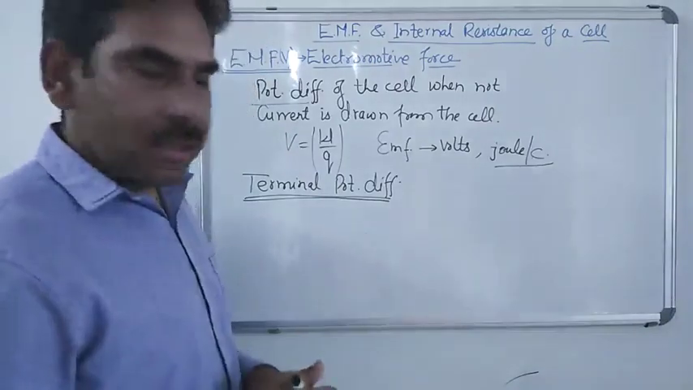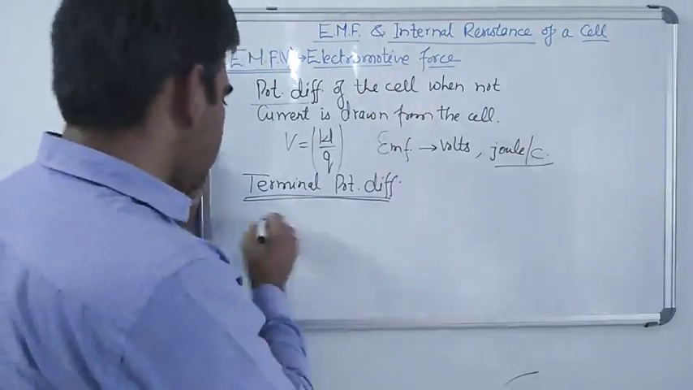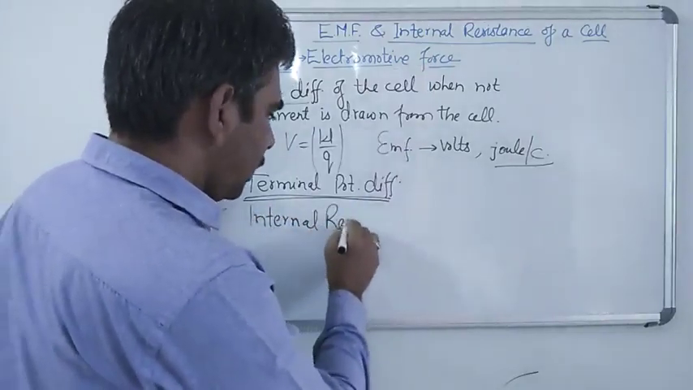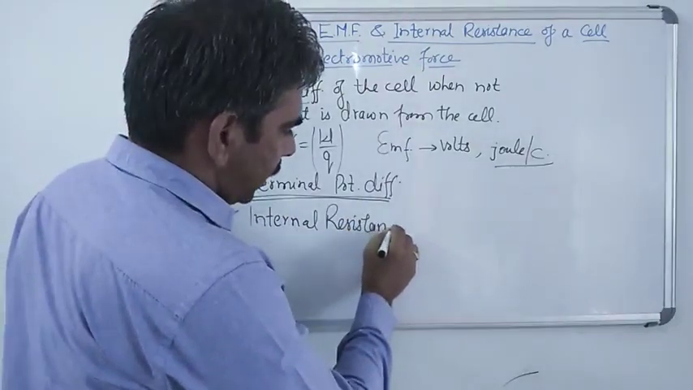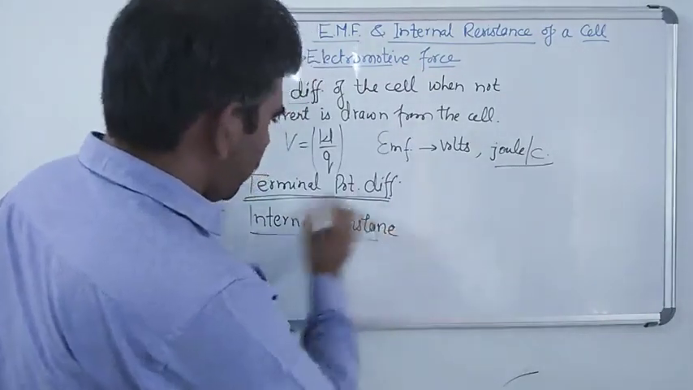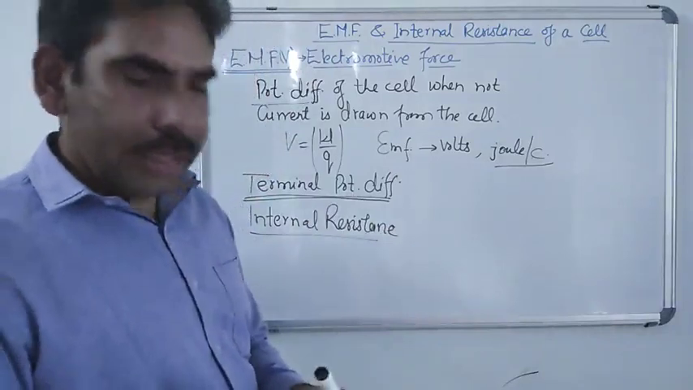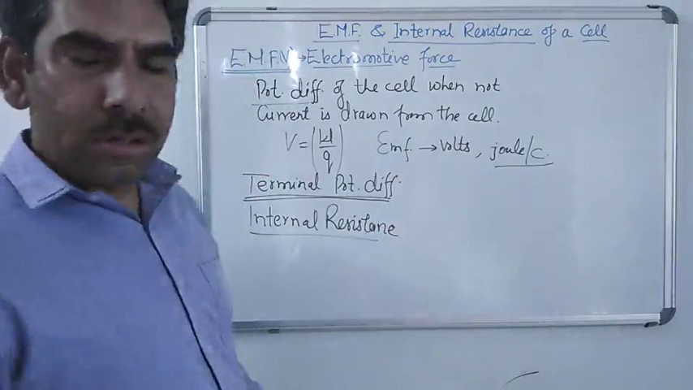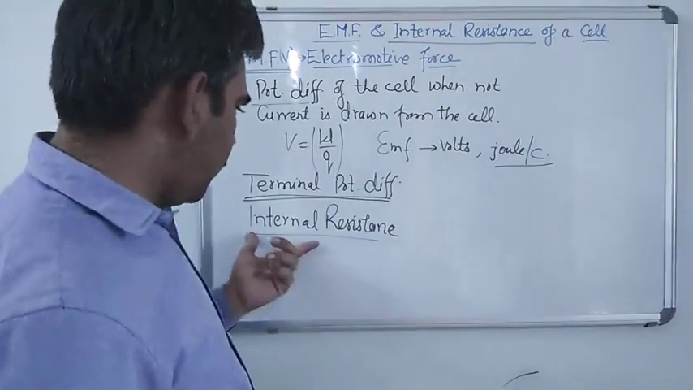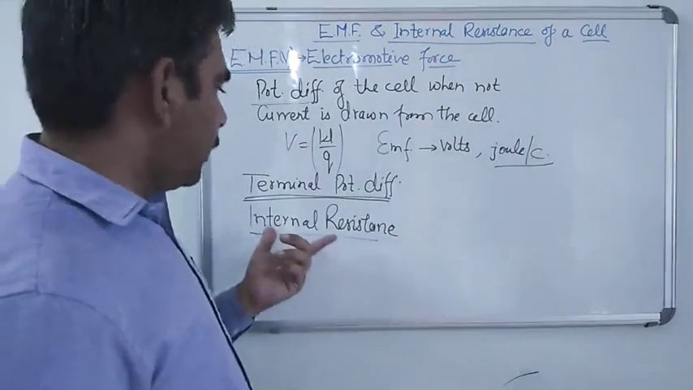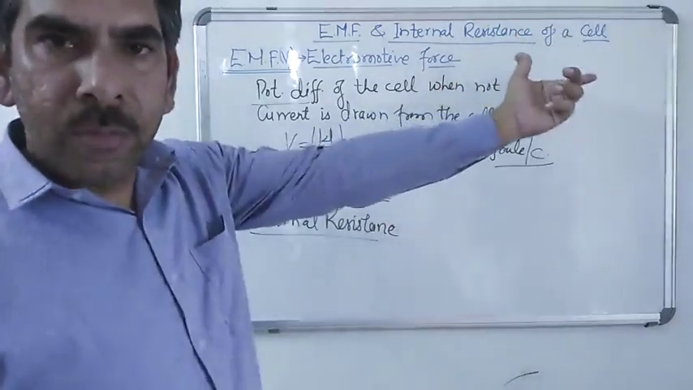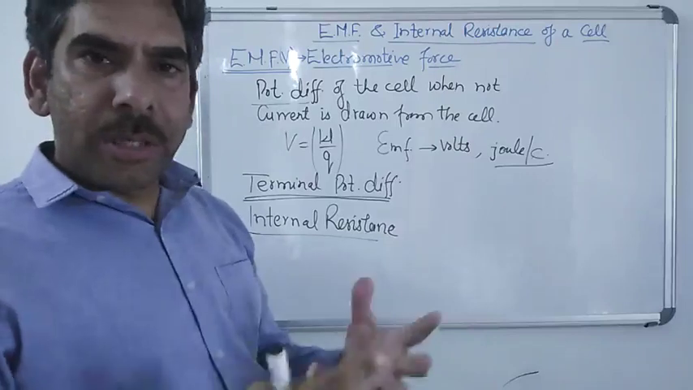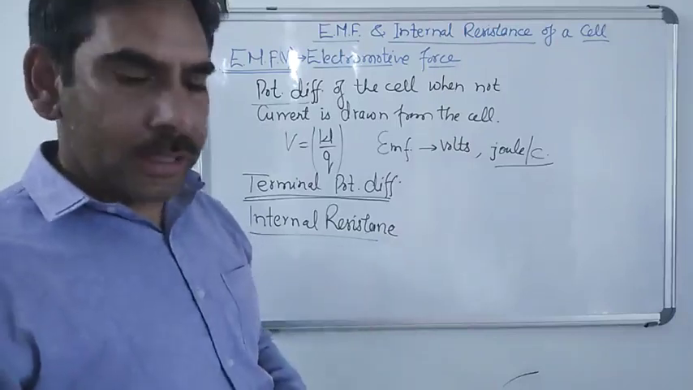And why is it less? Let me introduce another important term which is called internal resistance. It is due to the internal resistance of the cell that the terminal potential difference of the cell is slightly less than the EMF of the cell. We can also call it the resistance of the cell, which is due to the internal properties of the cell, especially the electrolytic solution of the cell, right?